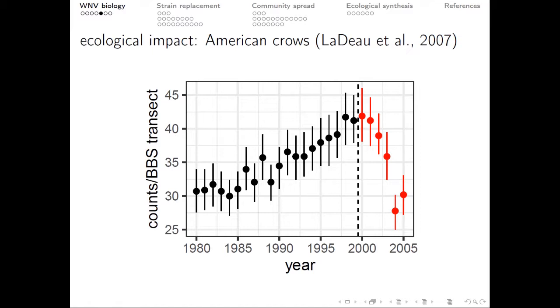We know that crows are particularly sensitive, that the way that the virus was initially detected is that people started finding lots of dead crows. Furthermore, this is part of a paper that looks across the whole breeding bird survey database and shows that declines in lots of other sensitive species started at the same time. So this is not completely cherry-picked.